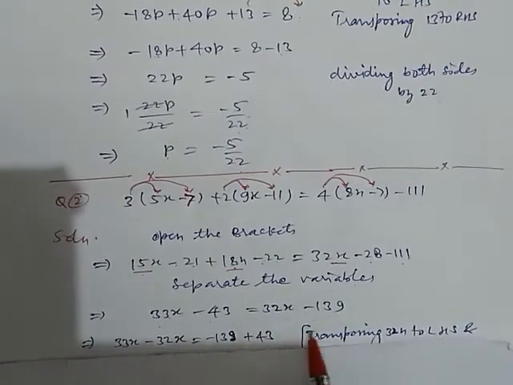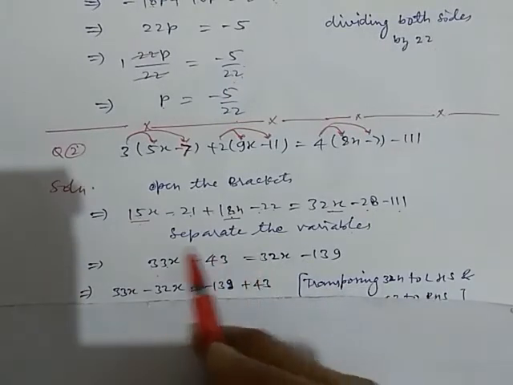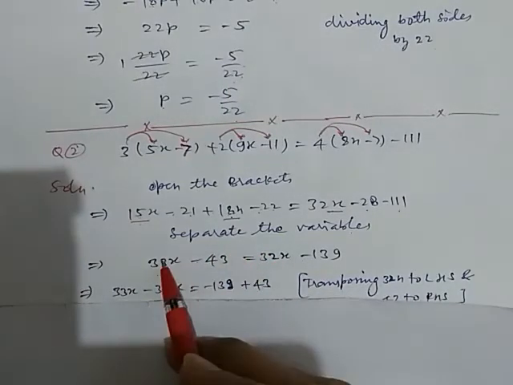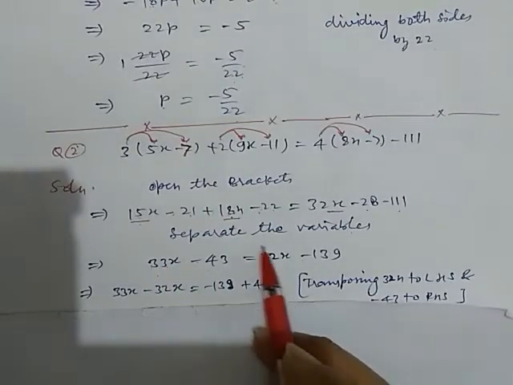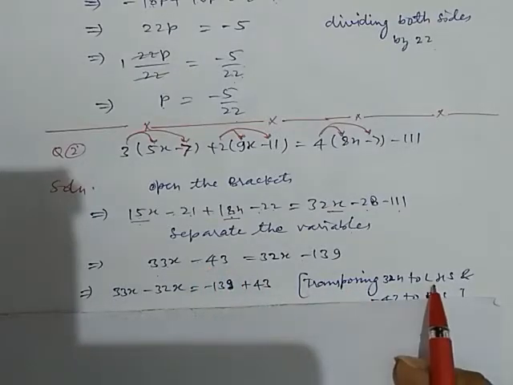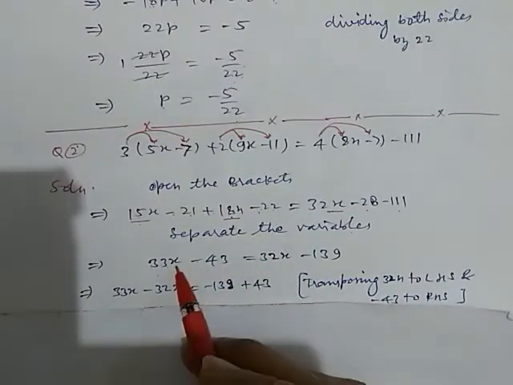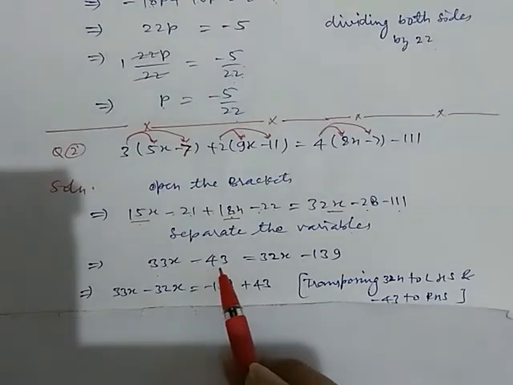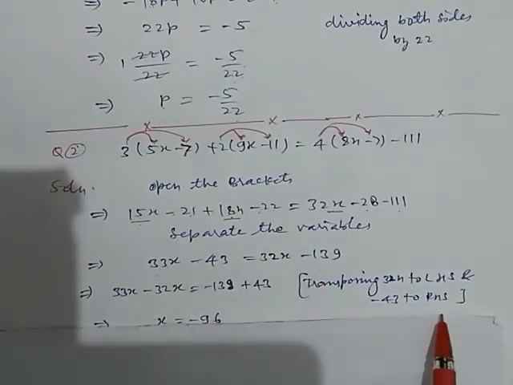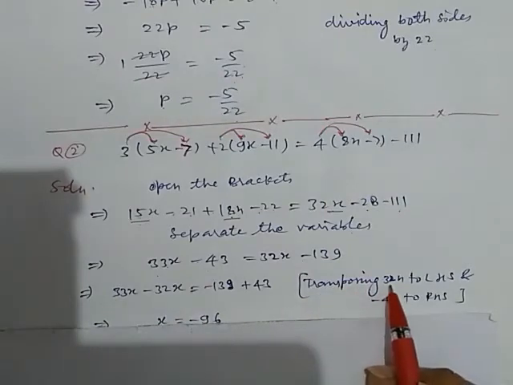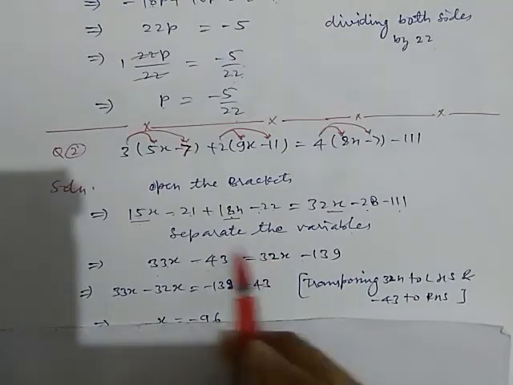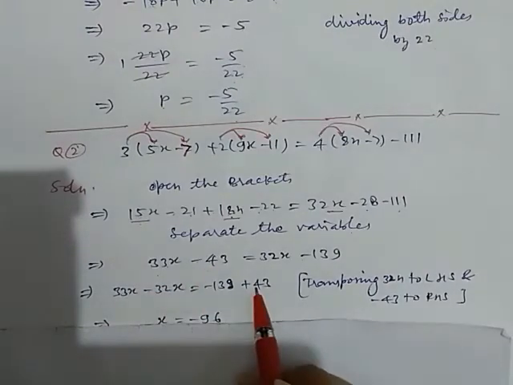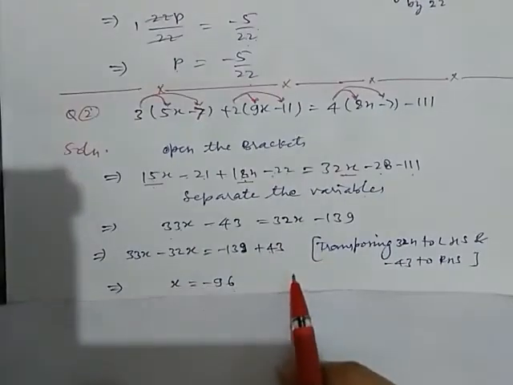Now we want to separate the variables, so all the variables we want on the same side, so by transposing this 32x from the right hand side to the left hand side, and this minus 43 from the left hand side to the right hand side, we get this become negative and this become positive. Okay, this is our equation.